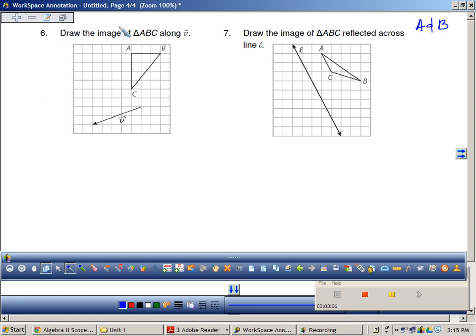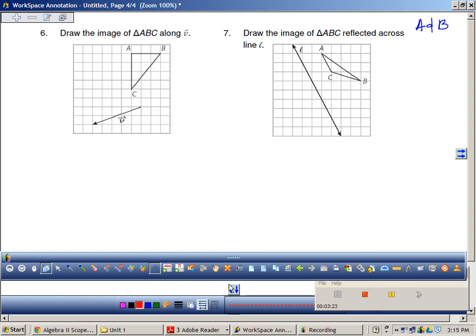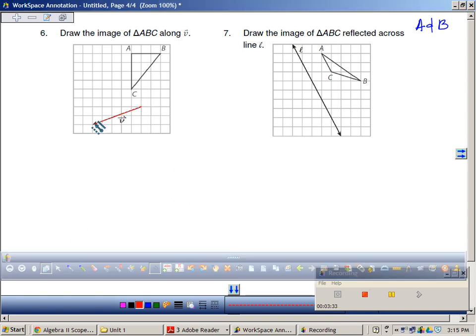All right, so this says draw the image of triangle ABC along, what do I call this guy, this V? That's vector V. Here's vector V. Hold on. So how do I use vector V? Guys, how do I use vector V? That wasn't a very good vector. What? It's exactly what we just did.